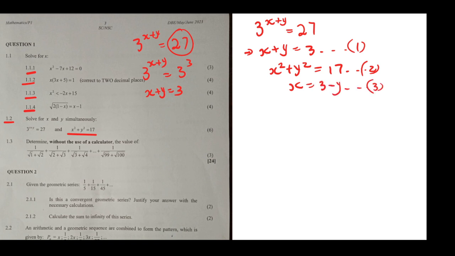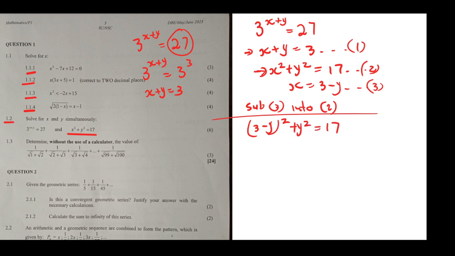That's my equation 3. And then substitute equation 3 into the equation that you haven't used, which is equation 2, right? So what's my equation 2? Whenever I see x, I'm going to put 3 minus y. So there is x, which is x squared. I'm going to put 3 minus y all squared plus y squared is equal to 17.